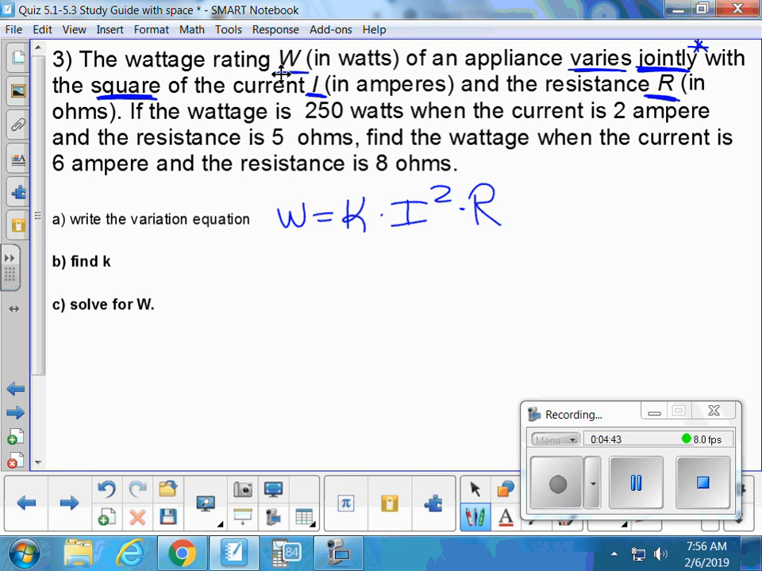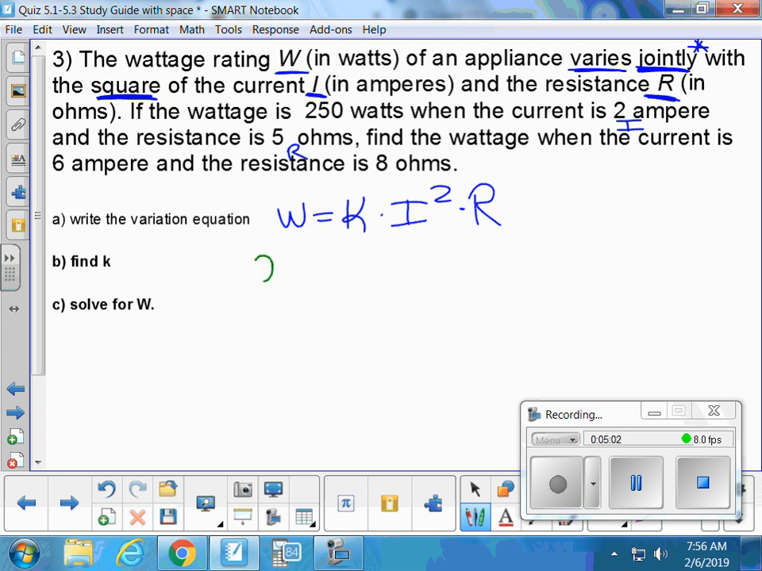Now I is in amperes and R is in ohms. So I labeled this 2 as my I and this 5 as my R. They're kind of confusing you by calling ohms the resistance. You would think it would be O. All right, we ready to put some numbers in then?